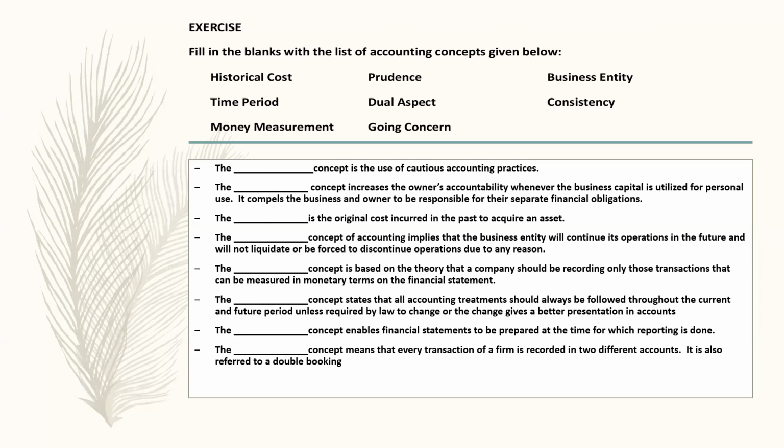The seventh answer is time period. The time period concept enables financial statements to be prepared at the time for which reporting is done. So if you choose to do your financial statements once a month, quarterly, which is every 3 months, half yearly every 6 months, or every 12 months, yearly, that's up to the accountant.